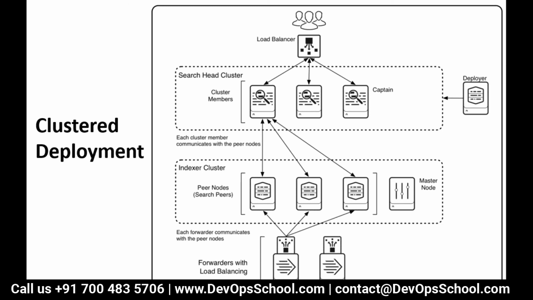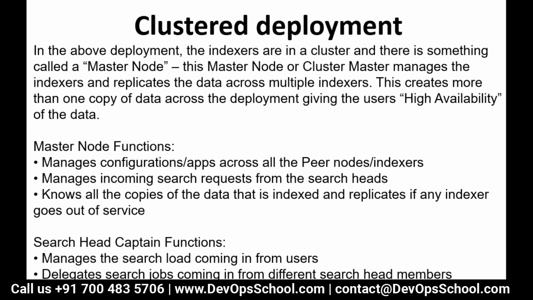After that, you forward and send the data to the indexers, again through load balancing across the indexers. And because it's an index cluster, replication of the data happens also. This is one of the best ways to set up a cluster if you have thousands of queries running all the time, hundreds of users, and big reports being generated. This way it's a very good setup. That's a cluster deployment. In the above deployment, the indexers are in a cluster. There's something called the master node, which we have seen.